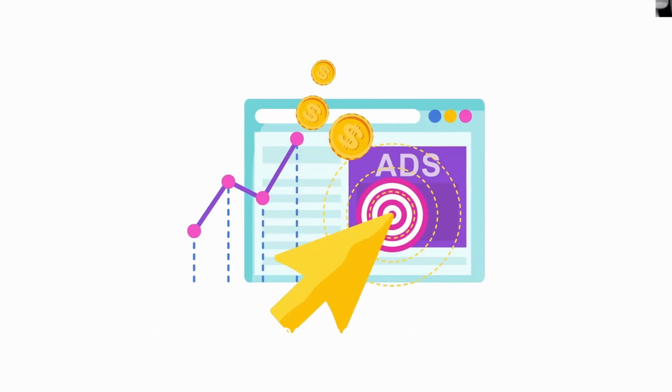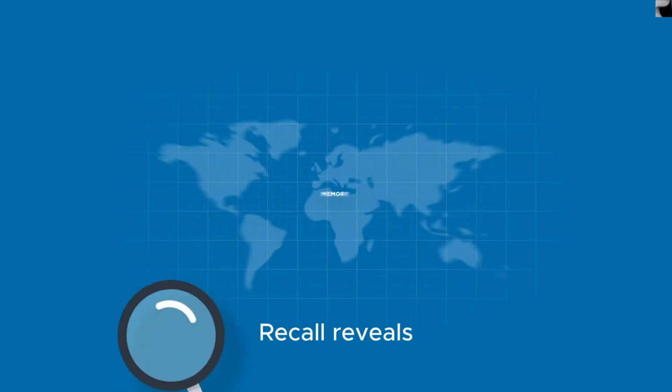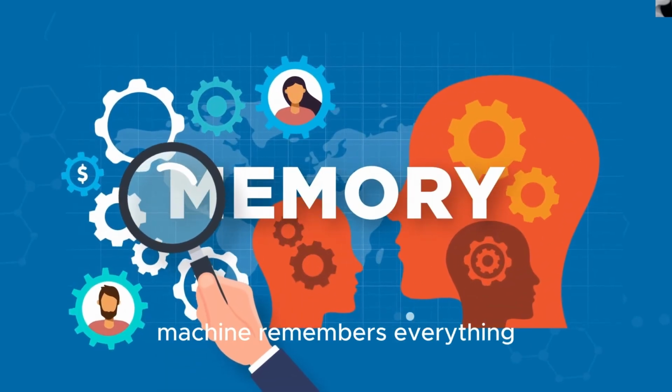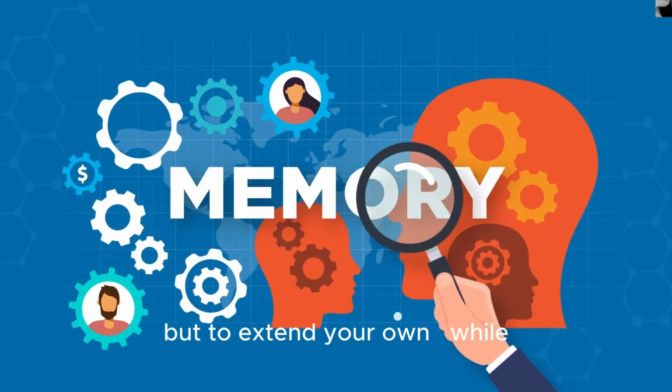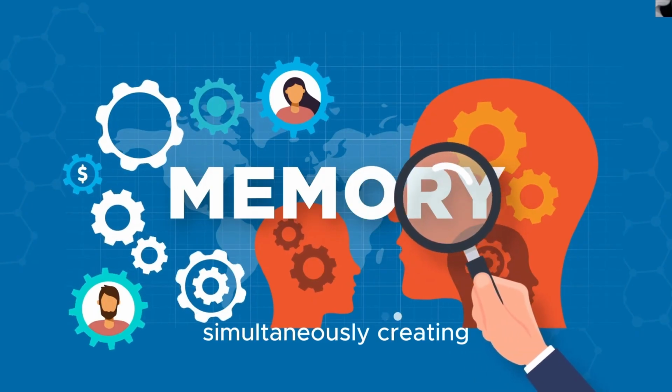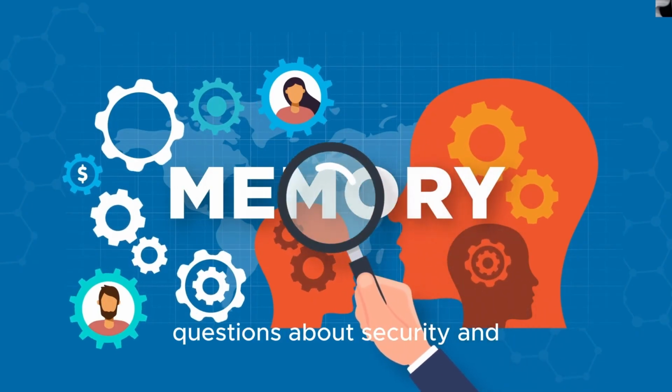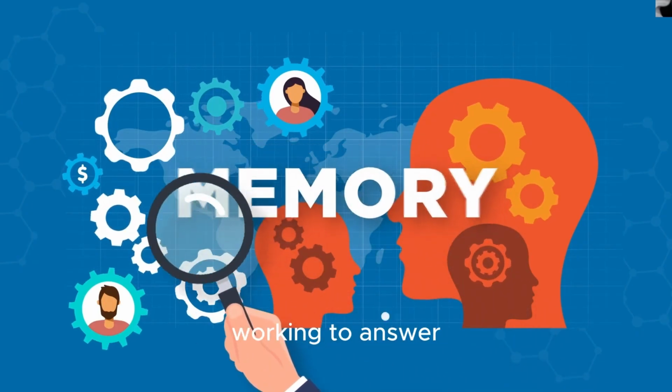The advertising ID reveals a Windows ecosystem in which your computing behavior is a signal to be processed and monetized. The telemetry system reveals an operating system that maintains a continuous relationship with its maker rather than existing as a static product in your possession. Recall reveals a vision of computing in which the machine remembers everything, not to serve an external intelligence, but to extend your own, while simultaneously creating questions about security and control that the industry is still working to answer.